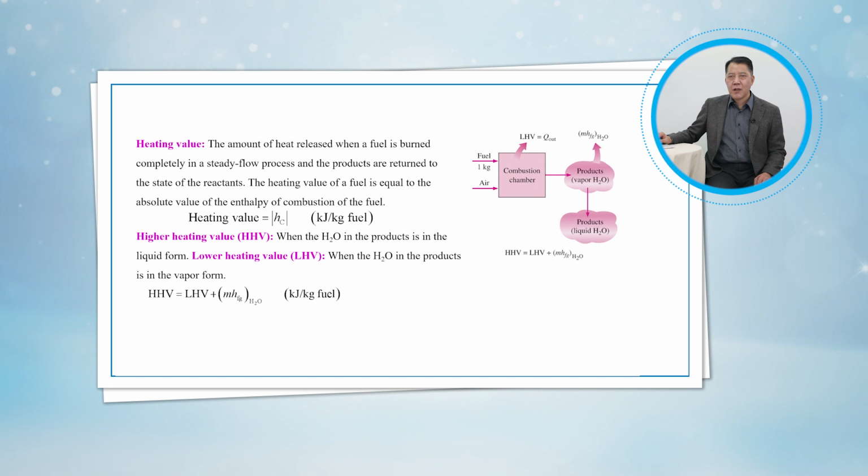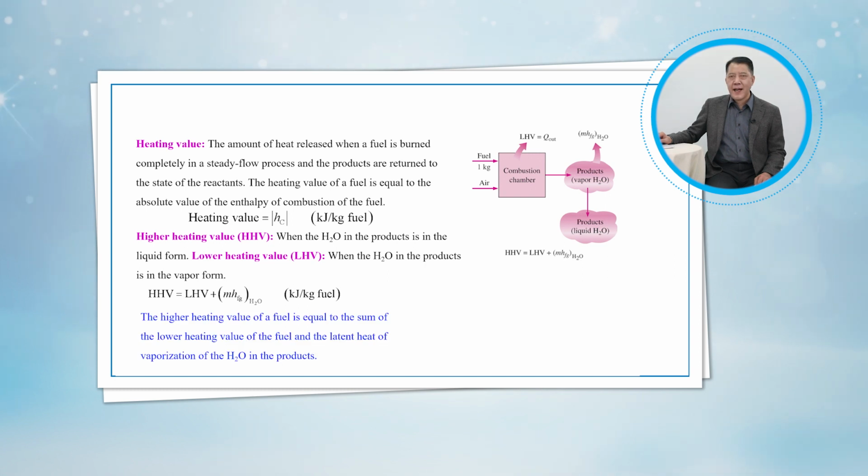Higher and lower heating values of common fuels are given in Appendix Table A17. The higher heating value of a fuel is equal to the sum of the lower heating value of the fuel and the latent heat of vaporization of the H2O in the products.